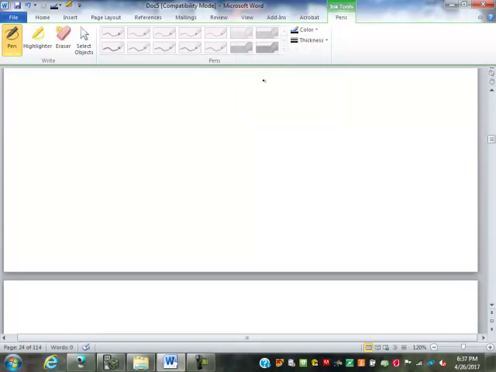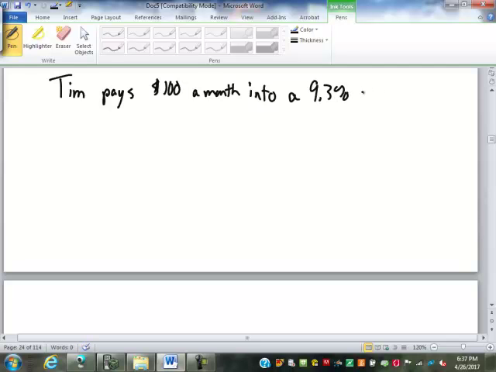So let's do another example quick. Let's say that Tim pays $100 a month into a 9.3%, we'll even say the word here, ordinary annuity, for 20 years. Find the future value.